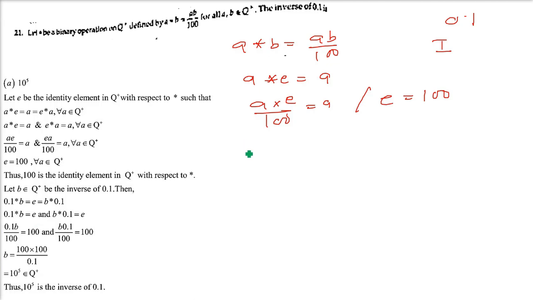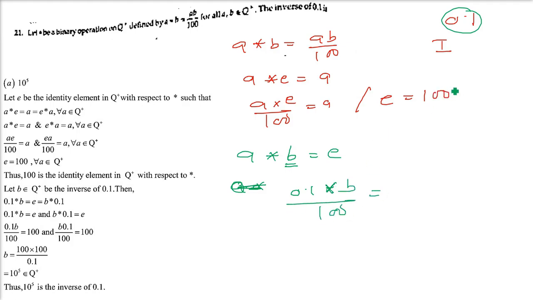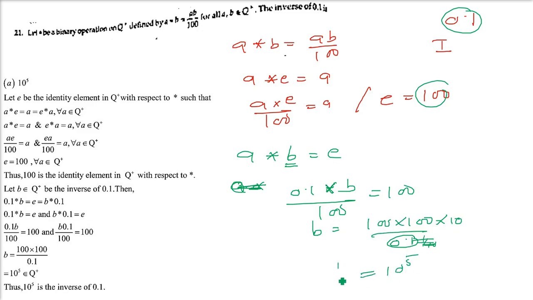Now for the inverse, if we operate A with B and we get the identity element, B will be the inverse of A. So if we operate 0.1 with some B, we should get the identity element, that is 100. Then B will be 100 into 100 divided by 0.1. This is 1 by 10, so 10 goes up. This will be equal to 10 to the power 5. So B, 10 to the power 5, is the inverse of 0.1.